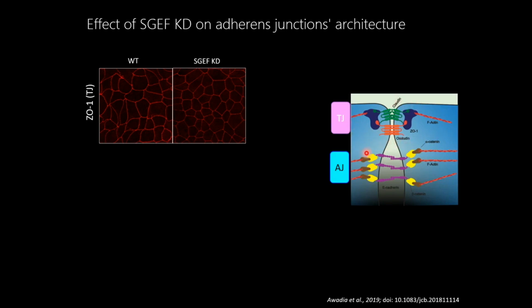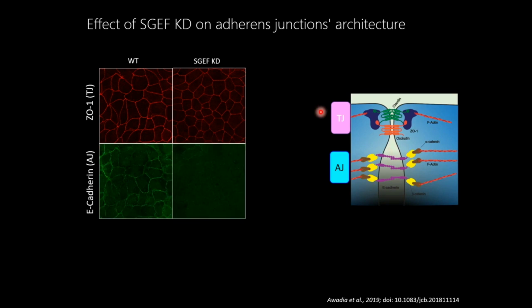Now I'm going to show you a staining for E-cadherin, the molecule that functions to attach one cell to the next by forming homophilic interactions. So when we stain for E-cadherin in the knockdown cells, we saw something very striking. The E-cadherin staining is almost completely gone. You can see how E-cadherin is in the junction in control cells. When you look at the SGEF knockdowns, the E-cadherin levels are almost non-detectable.